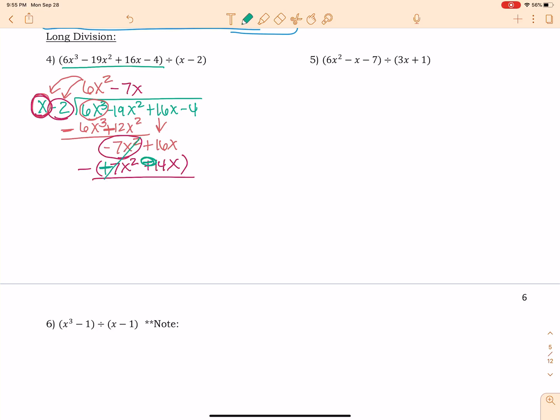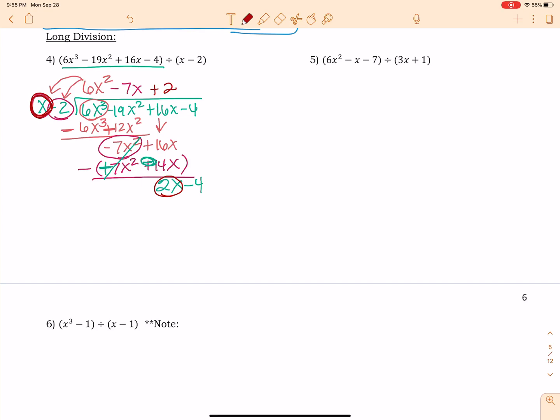These add to 0. 16x minus 14x gives me 2x, and then I bring down the negative 4, and I start the process all over again. So I asked myself this question. X times what gives me 2x? Well, that'd be a positive 2.